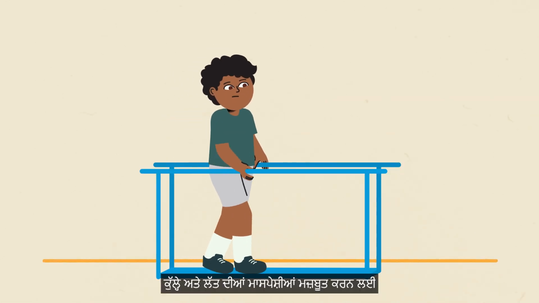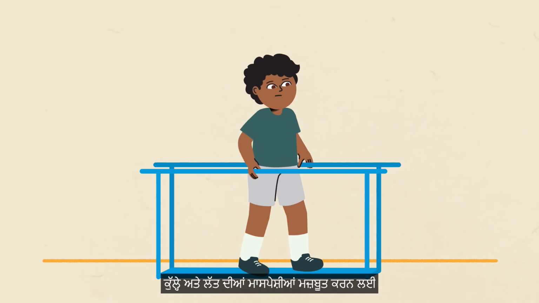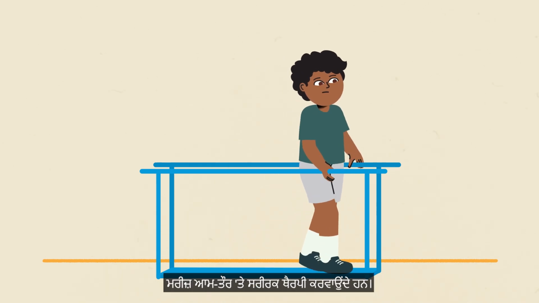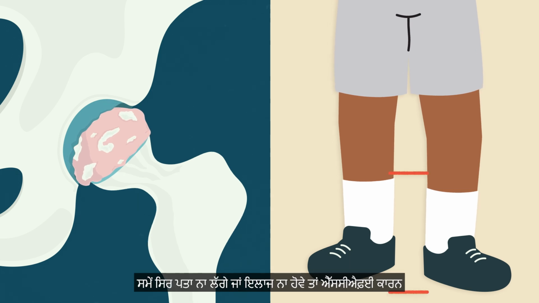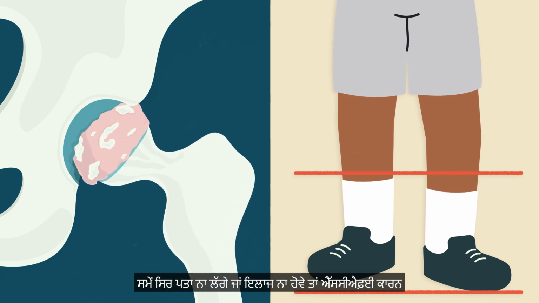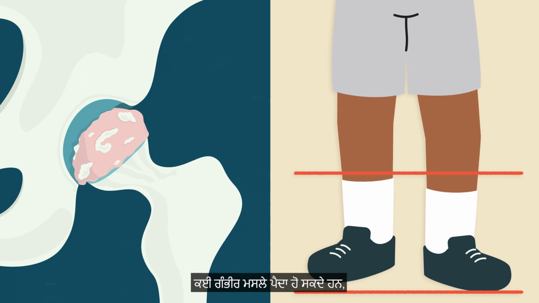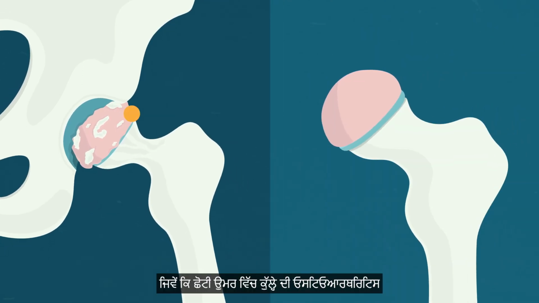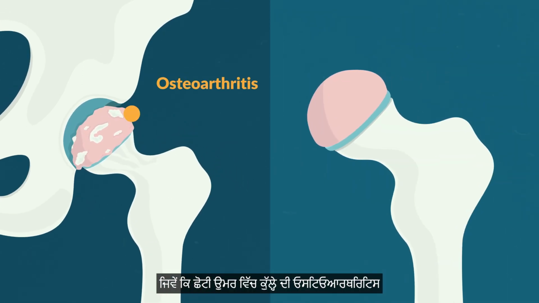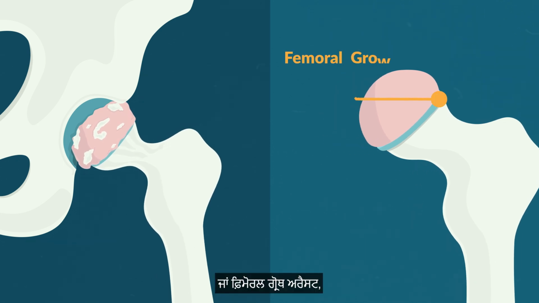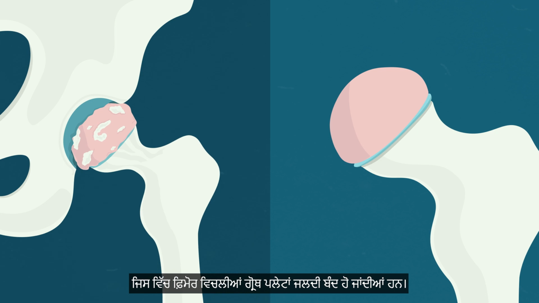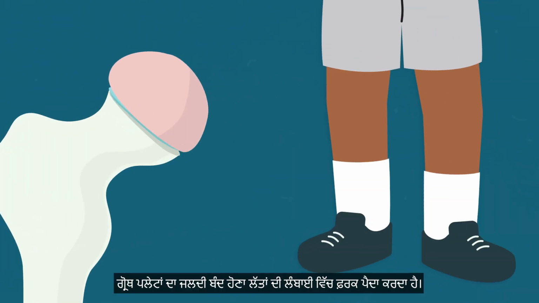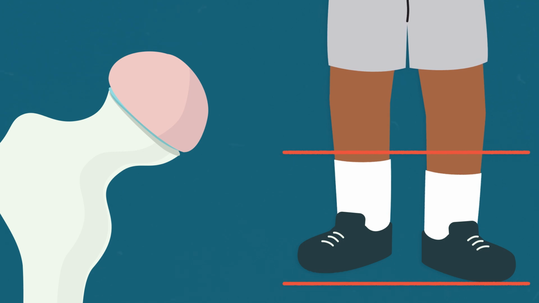After surgery, patients usually undergo physical therapy to help strengthen the hip and leg muscles. SCFE can lead to potentially serious complications if not caught and treated early, such as osteoarthritis in the hip at a young age, or femoral growth arrest, where the growth plates in the femur close early. Early closure of the growth plates can lead to leg length differences.